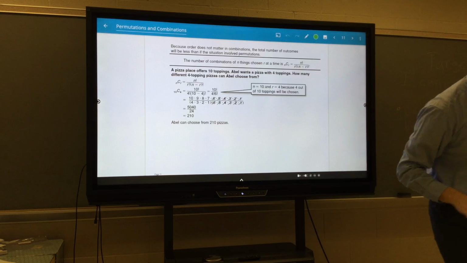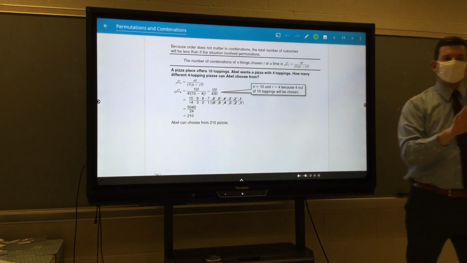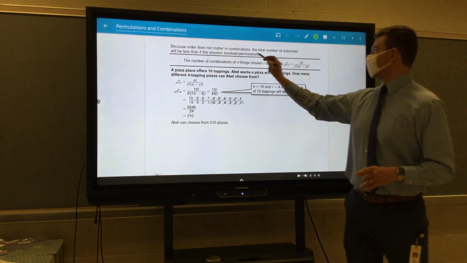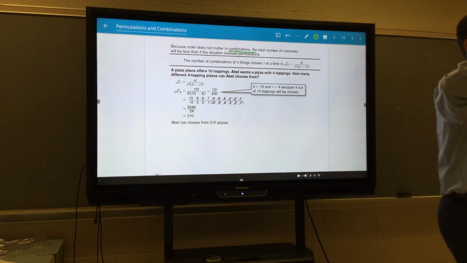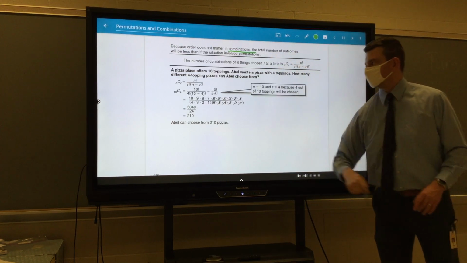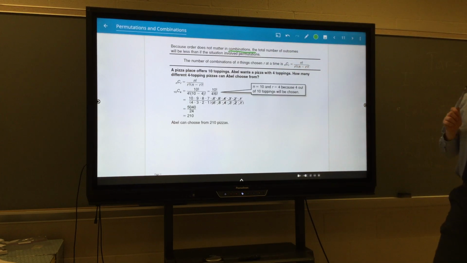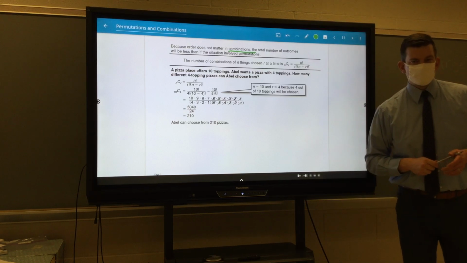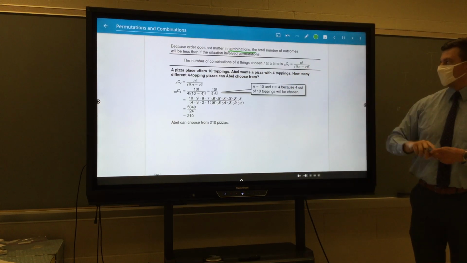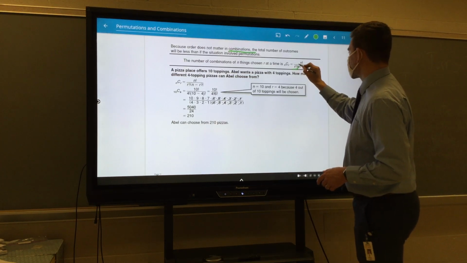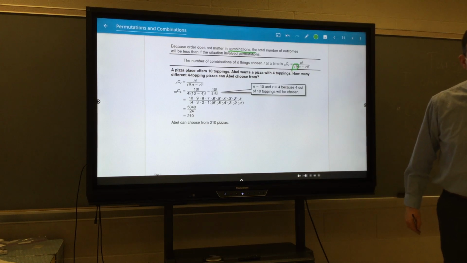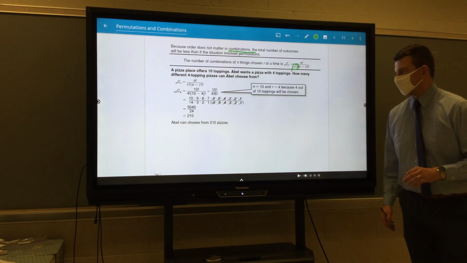Now, with the combination, and again, I will say that moving forward, we are focusing on combinations for our next lesson, binomial distributions. This is what we'll be using. The order does not matter. So the equation just has a slight variation to it. We have this extra r factorial multiplied in the denominator. That's the only difference in the calculation.